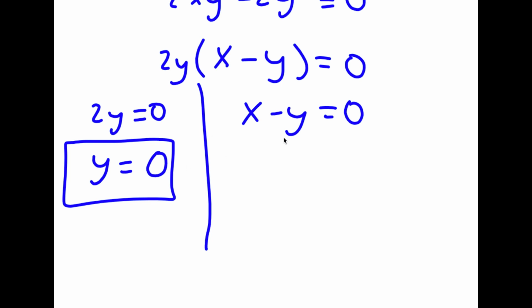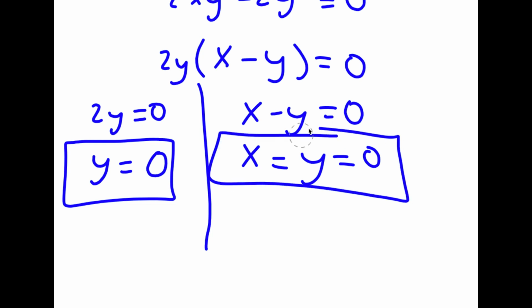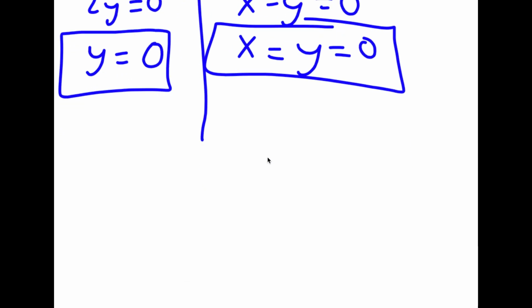And if x minus y equals 0, this means that x is equal to y, and remember y equals 0, so x is also equal to 0. So both of these variables are equal to 0. Now, I have another method of solving this.